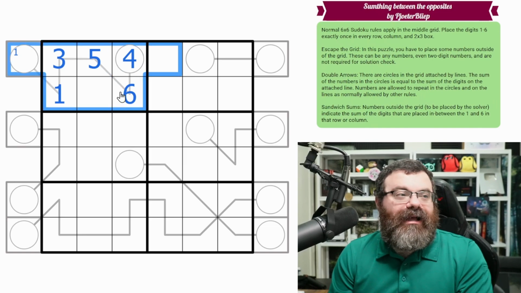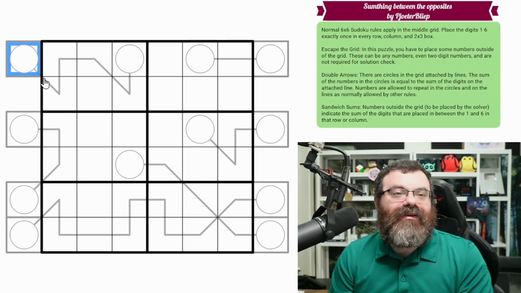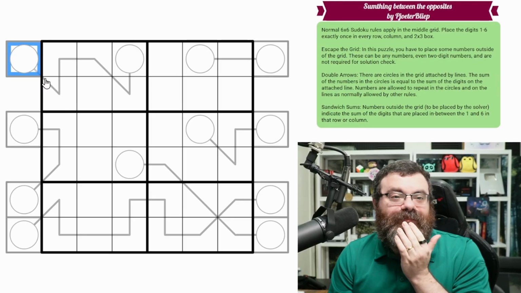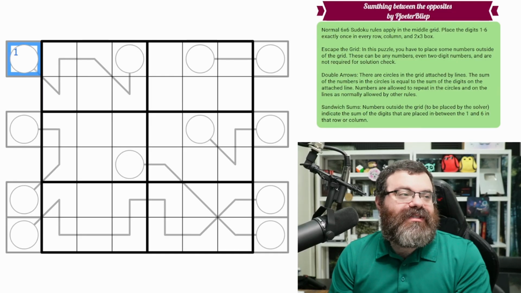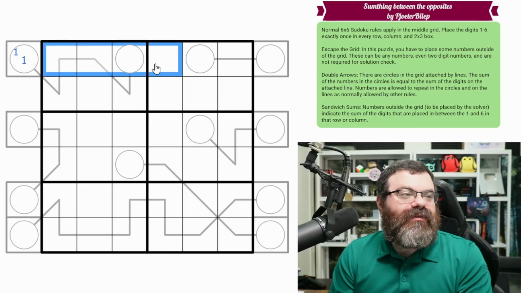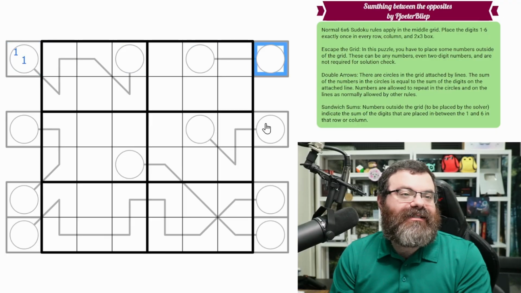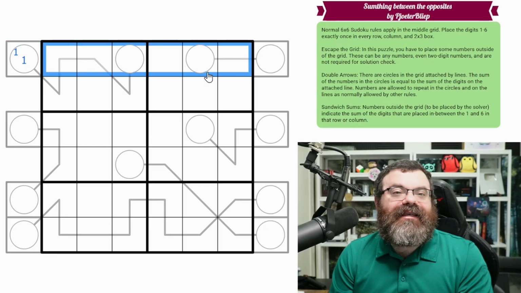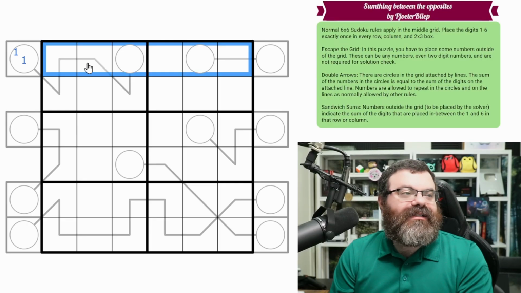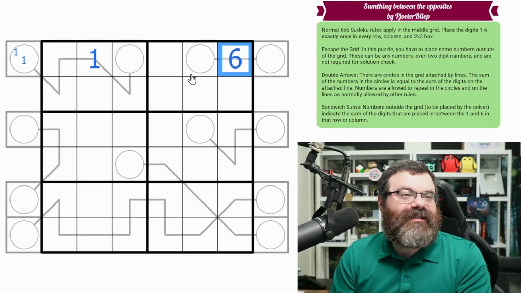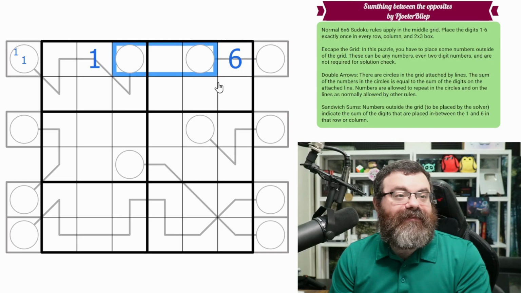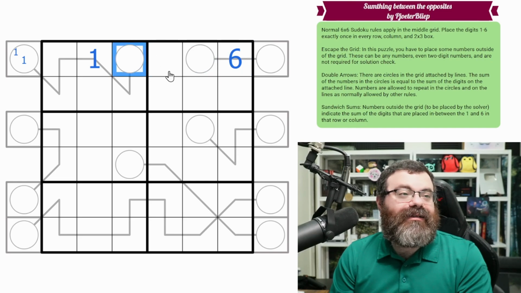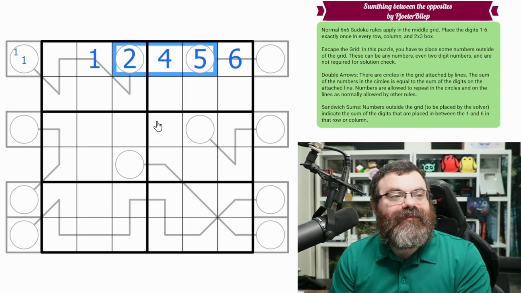All right. In addition to that, the digit outside the grid is a sandwich sum. So the way sandwich sum works, let's say this was still 11. What you do is you look at the row or the column. And in this case, it's only rows. So we can just say, look at the row that's for the sandwich sum. And that gives you the sum of the digits that are placed in between the 1 and 6. So let's say this was the 1 and this was the 6. Then that would mean these three sum to 11. So maybe like 2, 4, 5. That sums to 11.